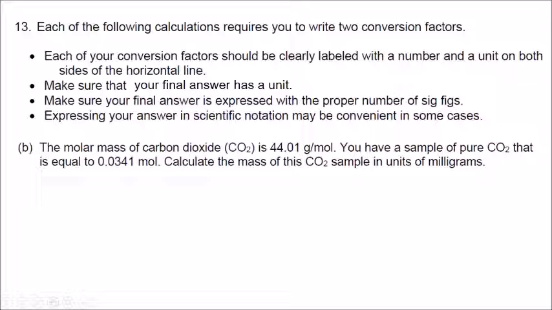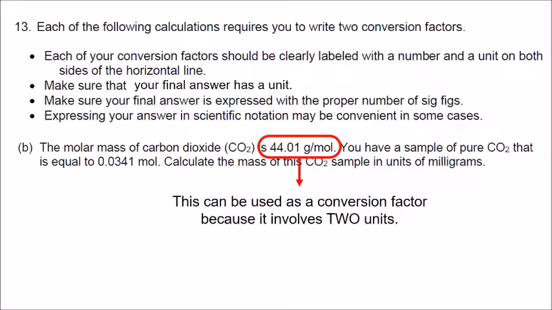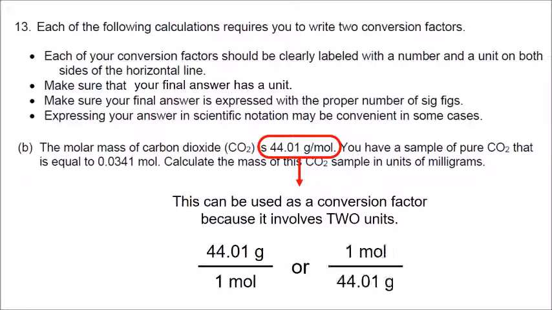Okay, on to the next question, part B. The molar mass of carbon dioxide, CO2, is 44.01 grams per mole. Again, we see 2 units with one number. So this can be used as a conversion factor because it involves 2 units. You might write grams on top and moles on the bottom, or write that upside down. So not a good place to start.